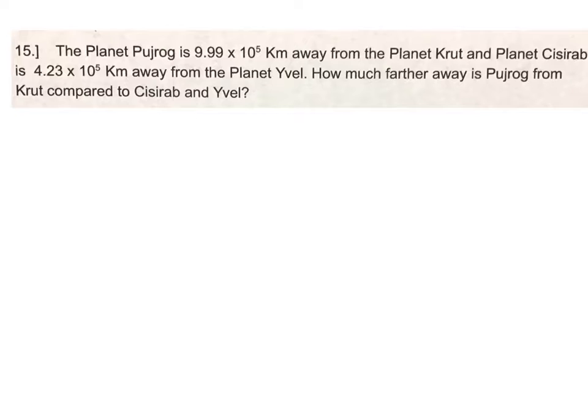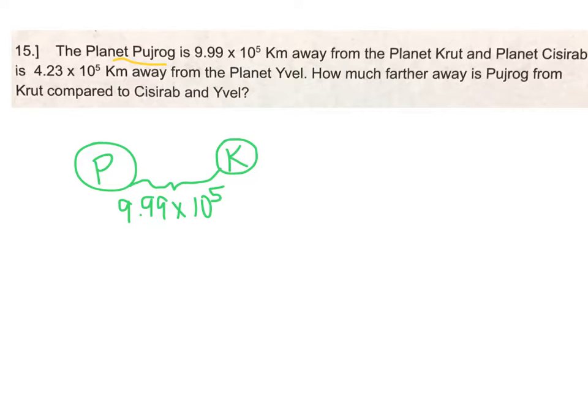Number 15, honestly, I had to read this a couple of times to visualize it, understand what was happening, and to figure out what operation this was. So I came up with the idea to draw a picture. So first we have planet Purog, and planet Purog, I'll just put a P in there, is 9.99 times 10 to the 5th kilometers away from planet Crete. So that's the distance between them.